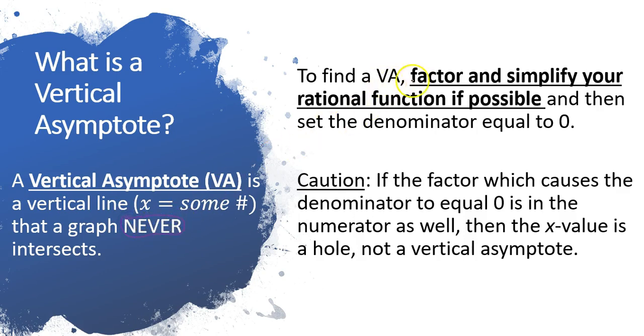To find a vertical asymptote, you always want to factor and simplify your rational function first, if possible, and then set the denominator equal to zero. That's the easiest way to find a vertical asymptote. A word of caution if you don't factor and simplify first: if the factor which causes the denominator to equal zero is also in the numerator, then the x value is a hole. It's just an open circle in the graph somewhere, not a vertical asymptote.